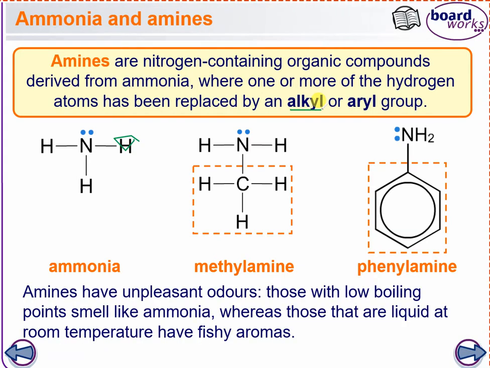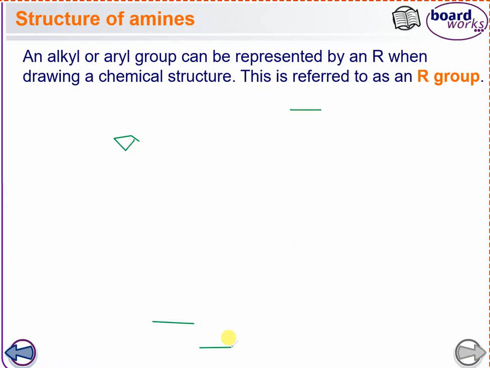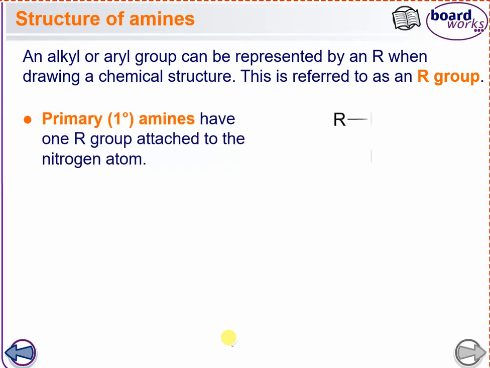Amines have unpleasant odors. Those with low boiling points smell like ammonia. And those that are liquids at room temperature have fishy aromas. So anyway, they have a pungent smell. An alkyl group or aryl group can be represented by a capital R when drawing a chemical structure. This is referred to as the R group.